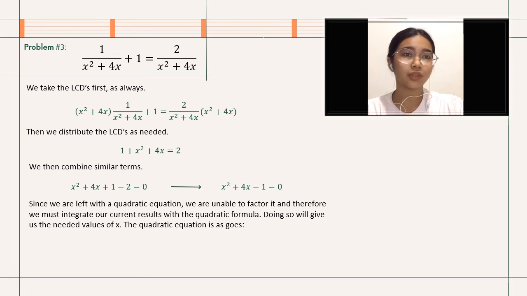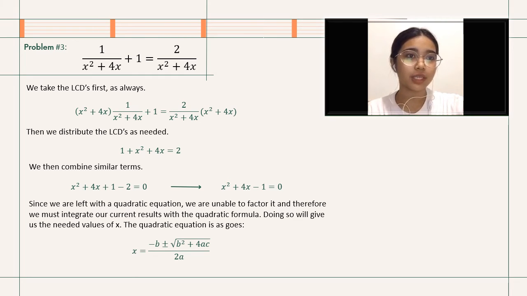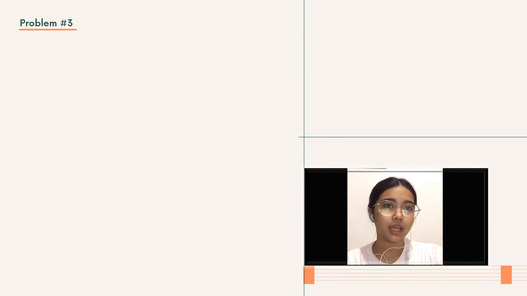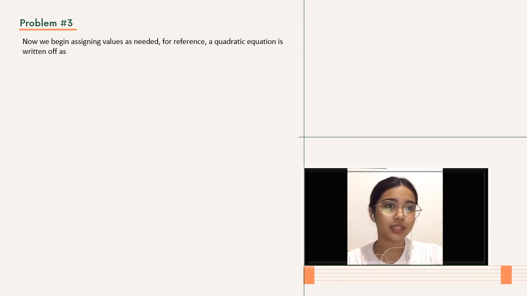Since we are left with a quadratic equation that we are unable to factor, we must integrate our current results with the quadratic formula. Doing so will give us the needed values of x. The quadratic formula goes as follows: x equals negative b plus or minus the square root of b squared minus 4ac over 2a. Now, we begin assigning values as needed.